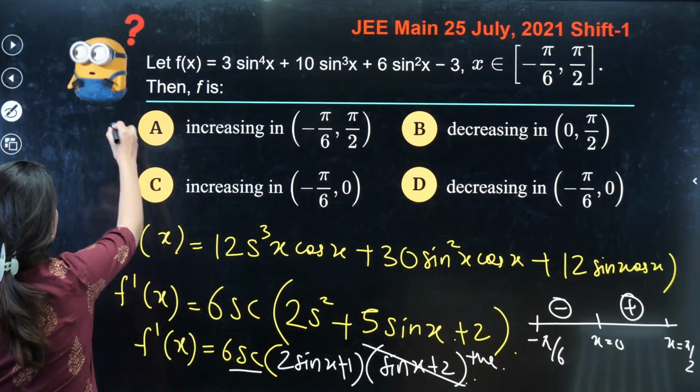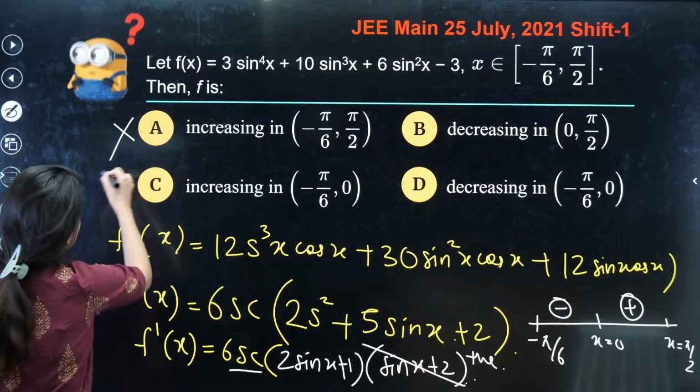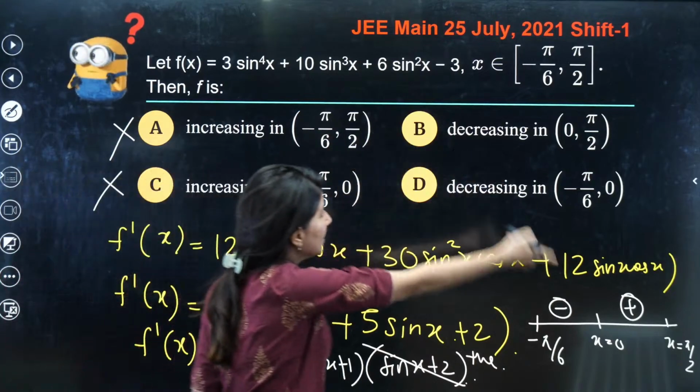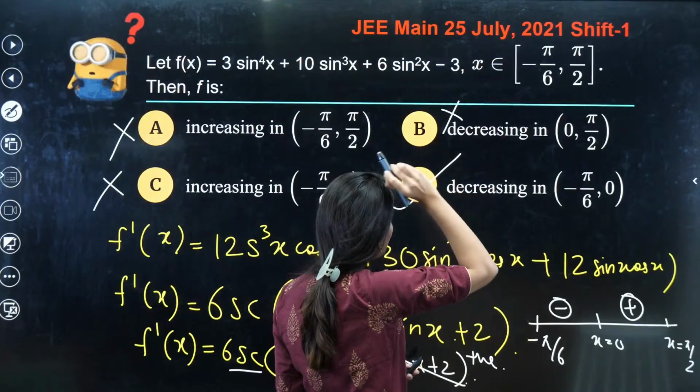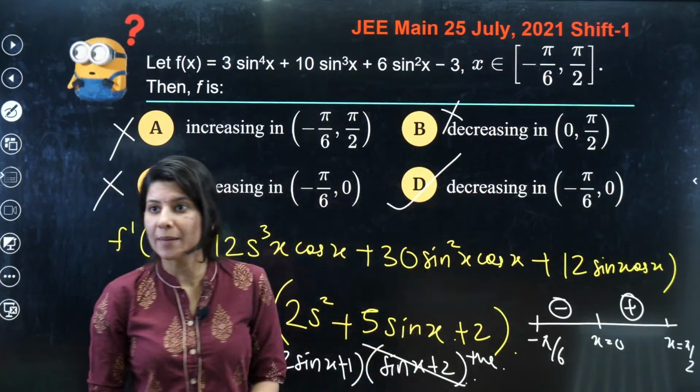So clearly option A is wrong, C is anyway wrong, B is decreasing, wrong, only option D is absolutely right. So D is absolutely right.